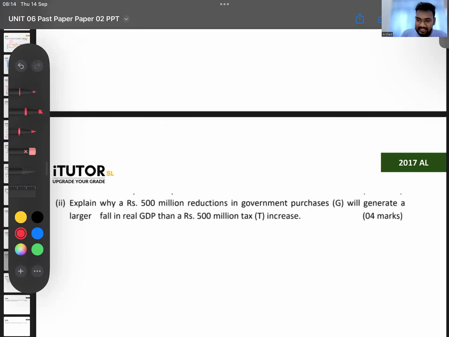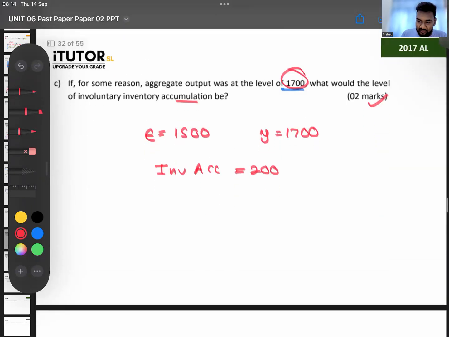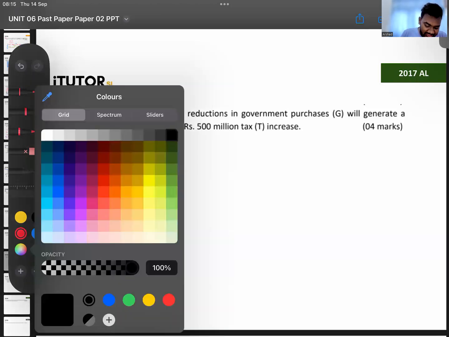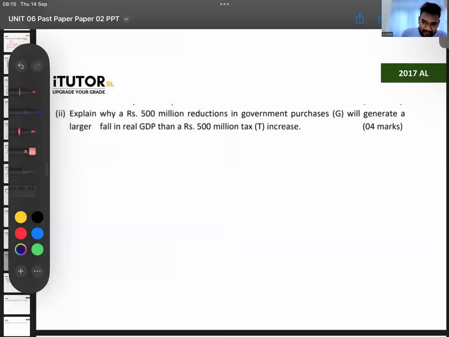Right. Now that question is different. Now this question number 1 is done. Calculation is done. Okay. Then they ask part 2. Explain why a 500 million reduction in government purchase will generate a larger fall in real GDP, in other words, national income, than a 500 million increase in tax. Why is this, guys? Now, just calculate and see.